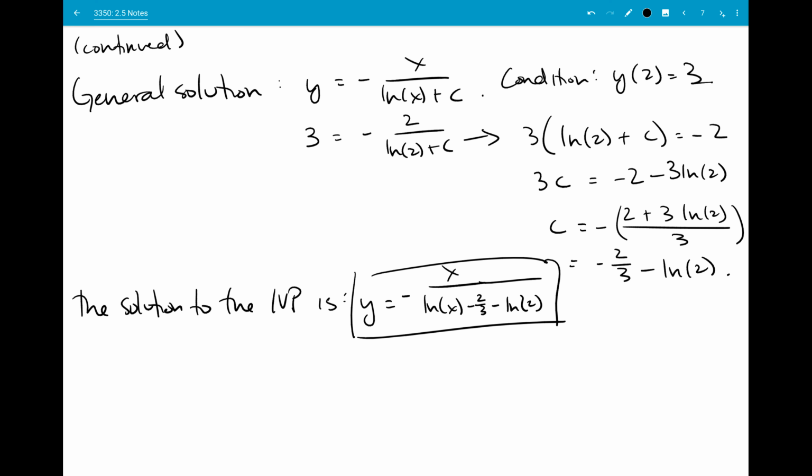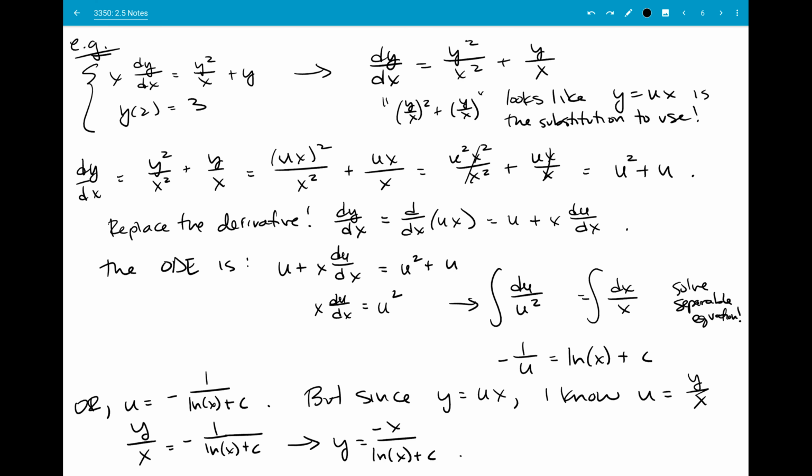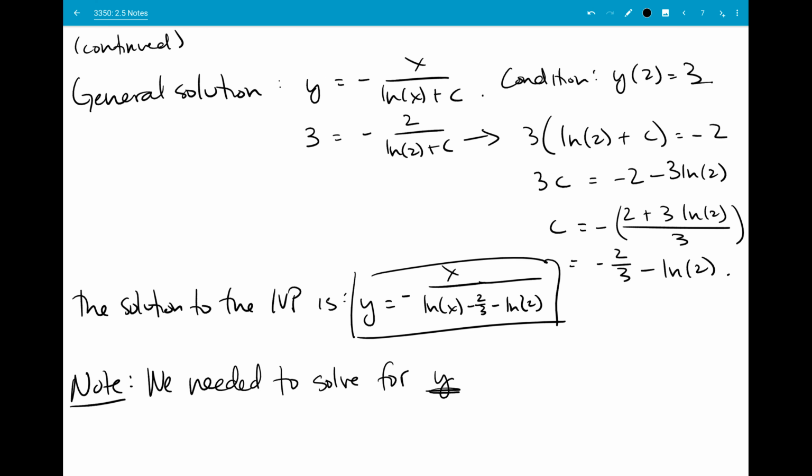This example was different from the one we had before because we had to solve it all the way through. So we needed to solve for y in the end, which means that it wasn't enough to stop right here. We had to do that back substitution the same way you do with u substitution in integrals. Hopefully that idea is familiar.